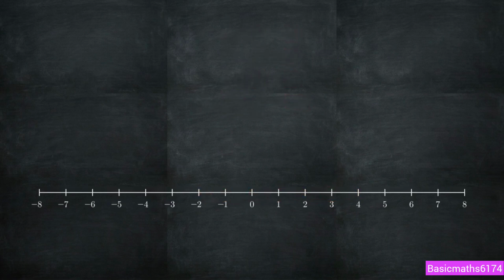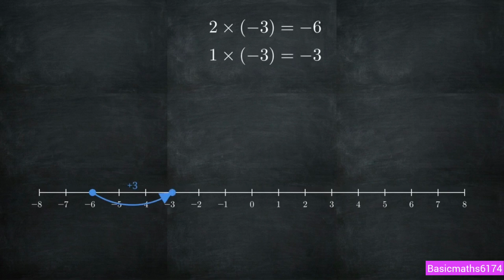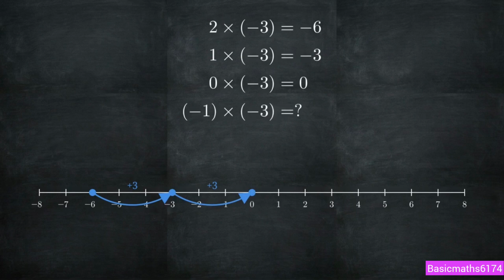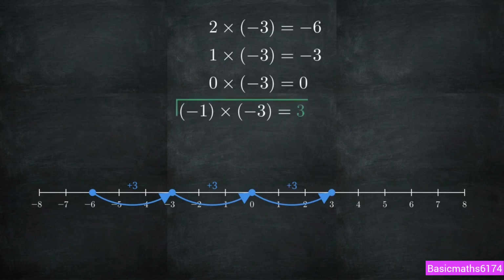Now we keep the -3 constant and change the first number. 2 times -3 is -6. 1 times -3 is -3. Here, each step increases the result by 3. What happens when we drop the first number to -1? To maintain the pattern, the result must increase by 3 again. The sequence itself forces -1 times -3 to equal +3.